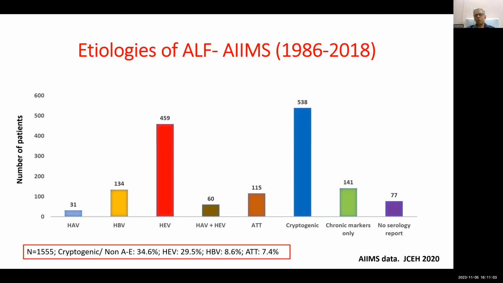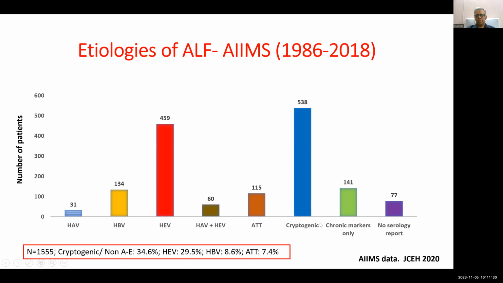So let's look at the etiologies of acute liver failure in our part of the subcontinent. This is what you're going to see in your clinical practice. This is data spanning almost 30 years, that is almost 3 decades of data collected at our hospital. And what we found is that the most common is a group which is cryptogenic, and the next most common is hepatitis E virus.